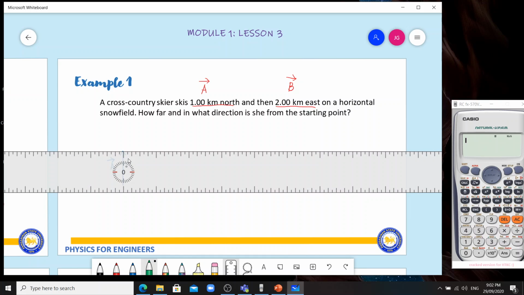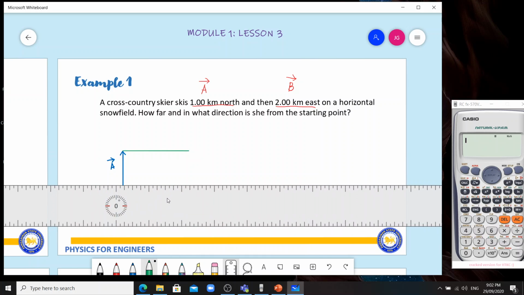Kilometers. So, di ba ang 1 natin is ito. So, dapat katumbas ng 2 is doon sa dulo. So, from here, going to 1, 2. Ito yung 1 natin on a scale. Okay. So, ito yung 2. Yan. And then, how far and in what direction is she from the starting point?